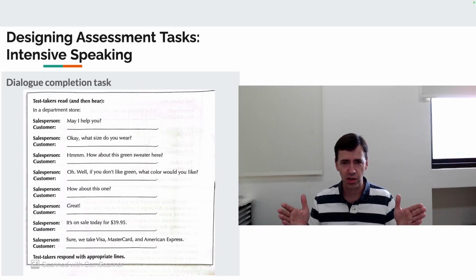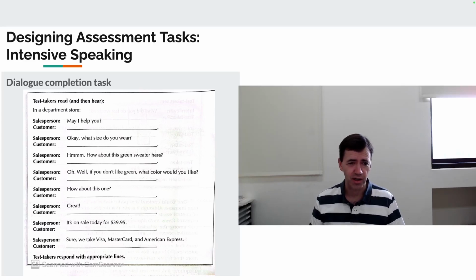See, it's still controlled, because if you look at the first one, "May I help you?" Obviously the student needs to be able to preview this first, right? And then they look down at the salesperson's next answer. "What size do you wear?" "How about this green sweater here?" So it has to be something about a sweater or a shirt that the customer wants to buy. You can see this would take a little bit of planning before they speak.